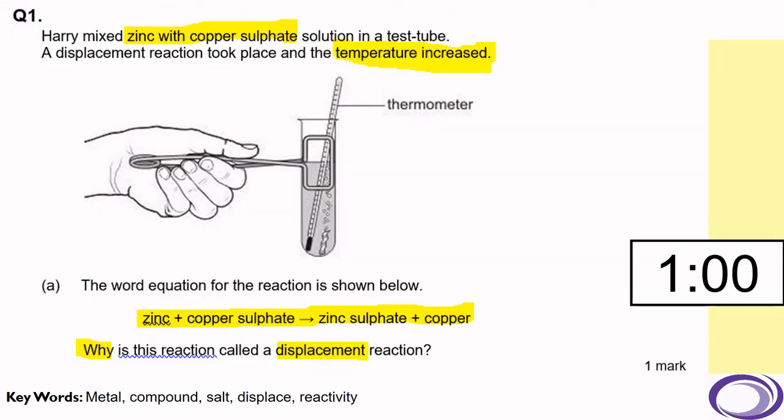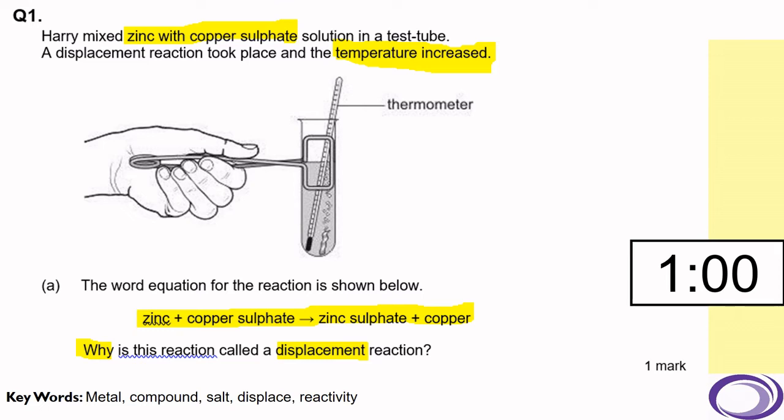So now it's time to have a go at some exam questions on this topic. Harry mixed zinc with copper sulfate solution in a test tube. A displacement reaction took place and the temperature increased. Now that's an indication of a reaction occurring, as it would be very difficult for you to see a colour change on a black and white question.